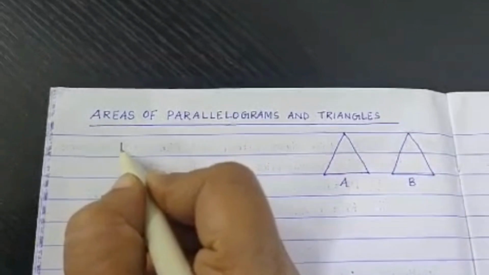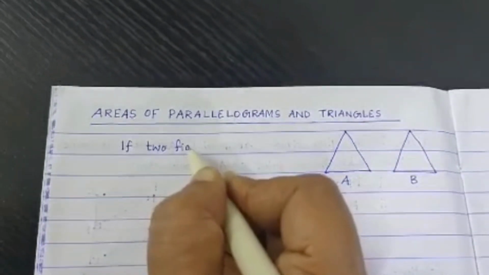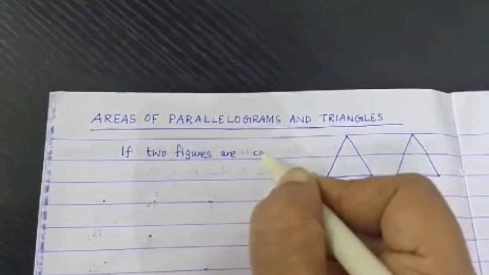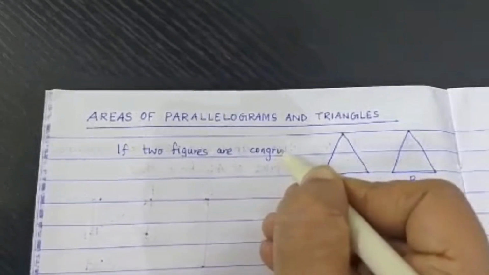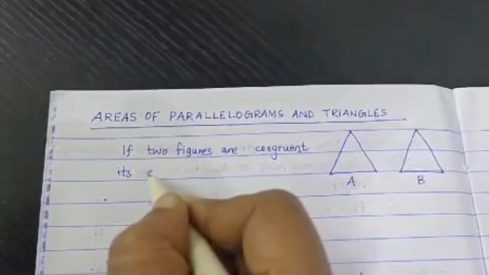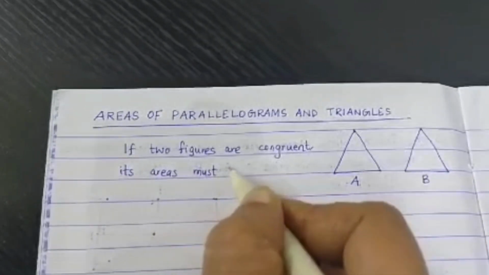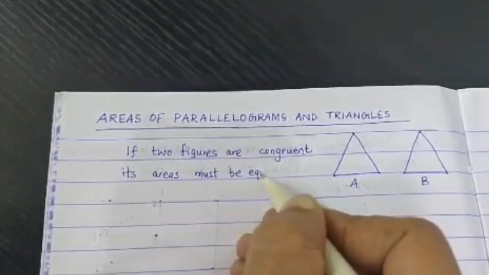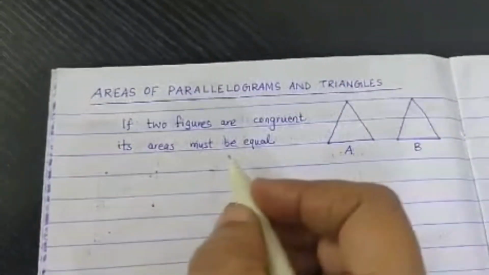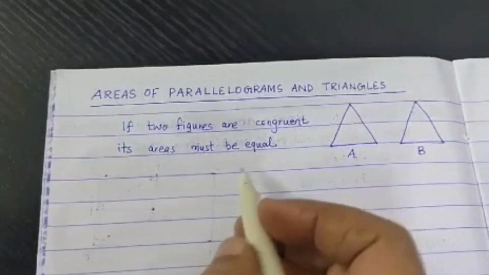So if two figures are congruent, then their areas must be equal. If the two figures are congruent, they must have equal areas.